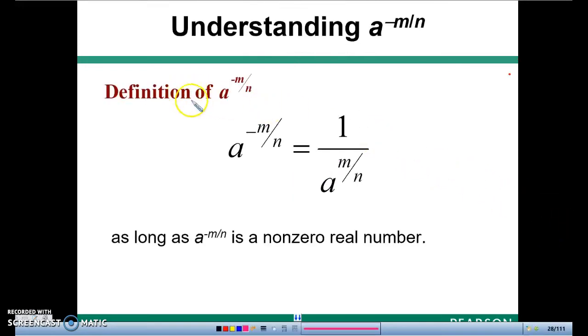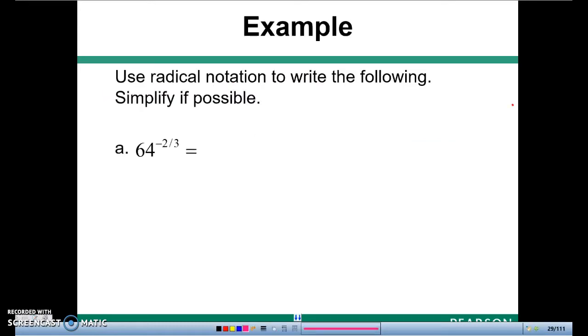Okay, so the definition of a raised to a negative rational exponent works the same way. If I have a raised to the negative m over n, that's the same as 1 over a to the positive m over n. Okay, we're going to have to remember that. Let's see how that's applied.